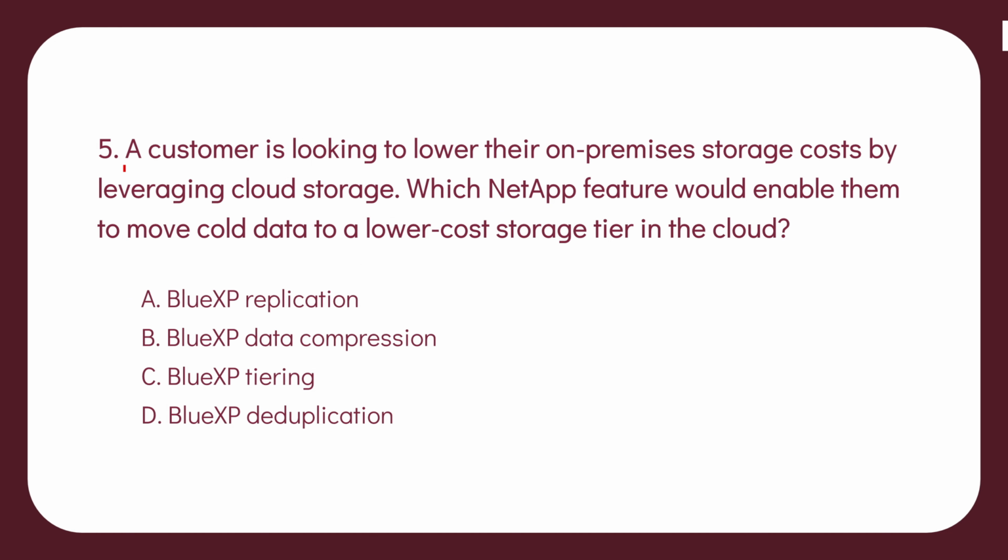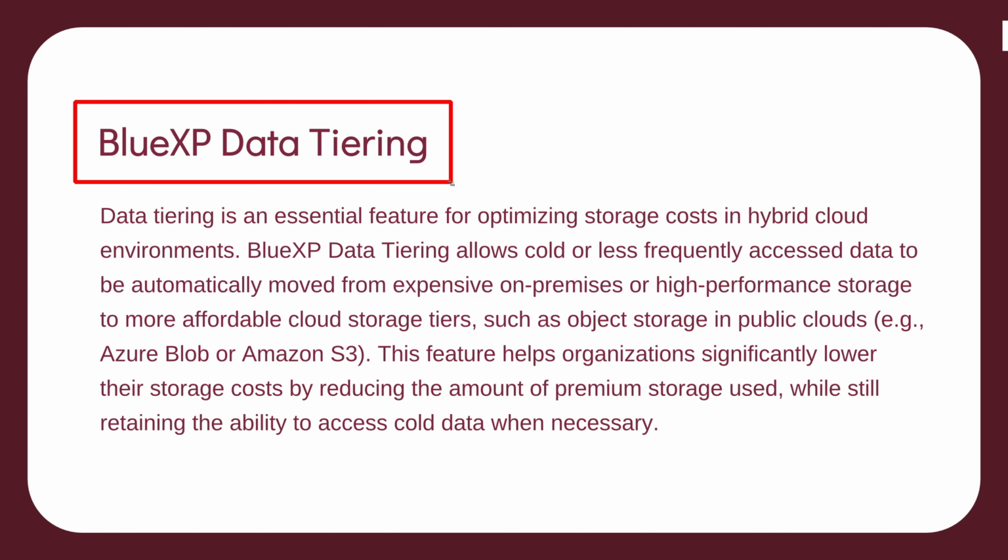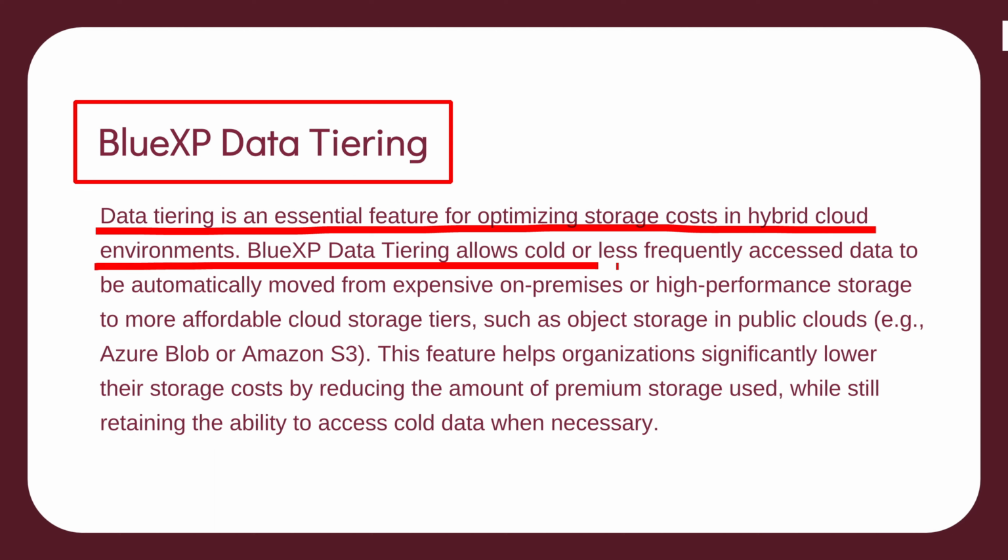Question 5. A customer is looking to lower their on-premises storage costs by leveraging cloud storage. Which NetApp feature would enable them to move cold data to a lower-cost storage tier in the cloud? The knowledge points of this question are: BlueXP data tiering. BlueXP data tiering helps save money by automatically moving data that's not frequently used to cheaper cloud storage. This way, you only use expensive storage for data that you need to access regularly.